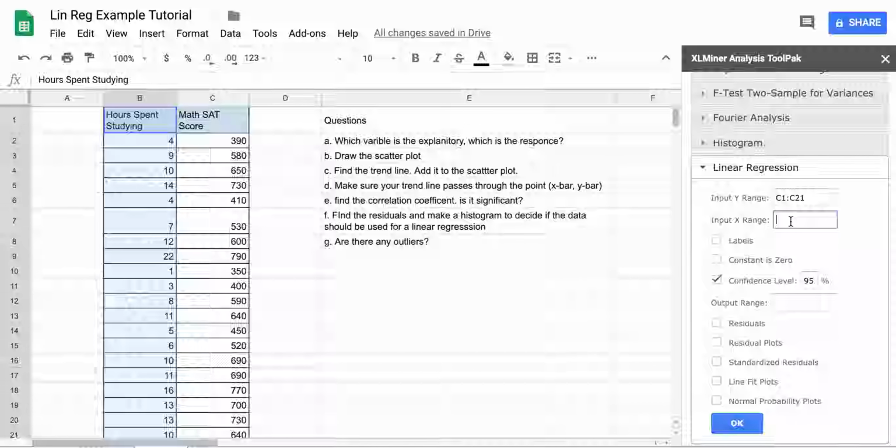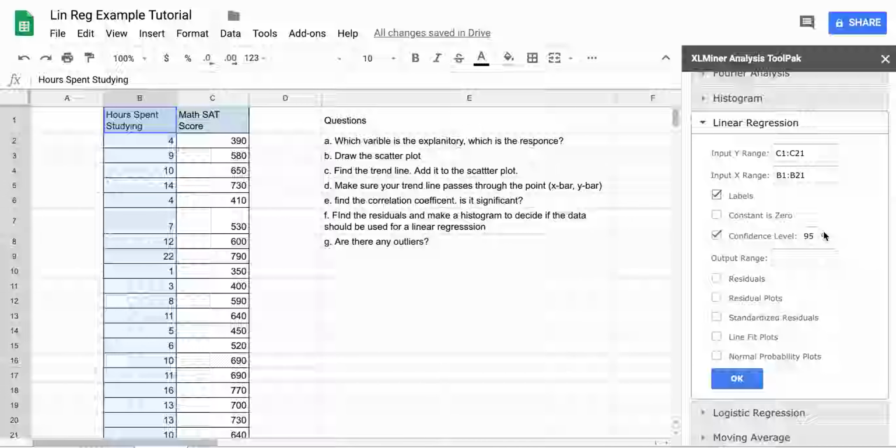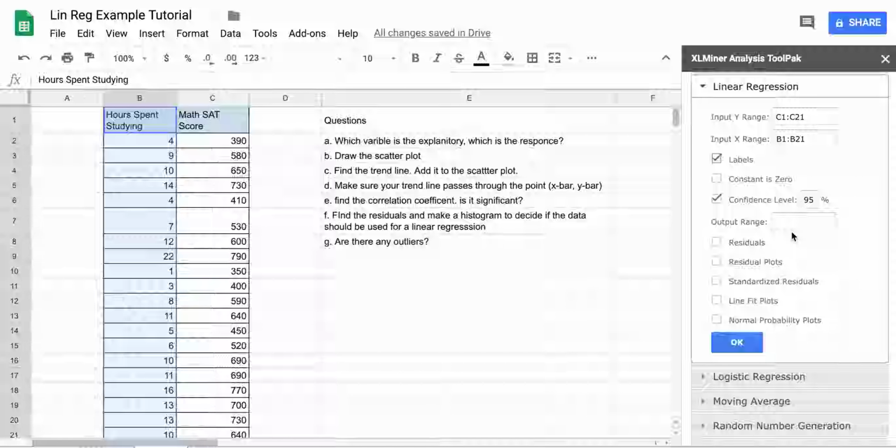I'm going to go in here and input my X range. Remember, these need to be the same. If they're not the same size, it won't run because you need to have your points matching up. I need to tell it, hey, I'm using labels. Don't worry about this. We'll worry about this when we do our hypothesis testing. Then I also want to click residuals because I want it to do the work for me. We could calculate the residuals ourselves. We saw how to do that. We're not going to worry about that. We're just going to have it calculate it for us.